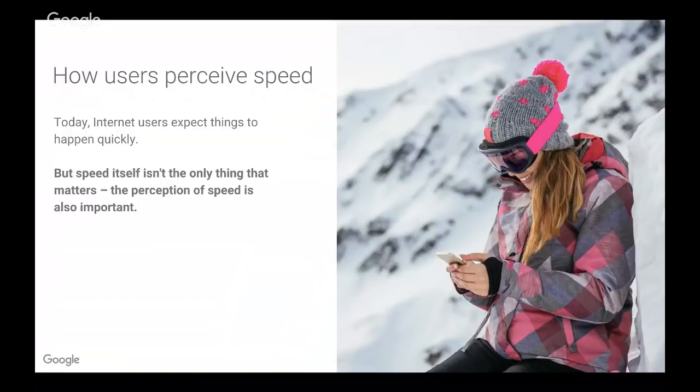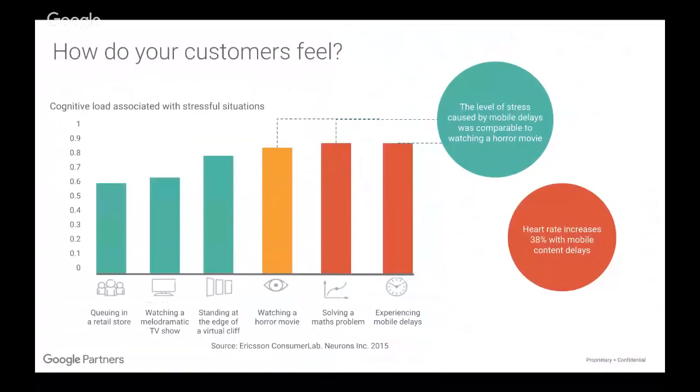Now, while having a fast website is important, it's also important to understand the user's perception of speed and how fast is fast, and what really makes a user tick when it comes to mobile site speed. Now, there was a fairly interesting research that was done by the Ericsson Consumer Lab, and some of you might find it funny, but what they did was that they made a specific user base go through different kinds of testing situations. And what they found was that users, when they were experiencing mobile delays, had the same amount of stress levels as someone who was watching a horror film.